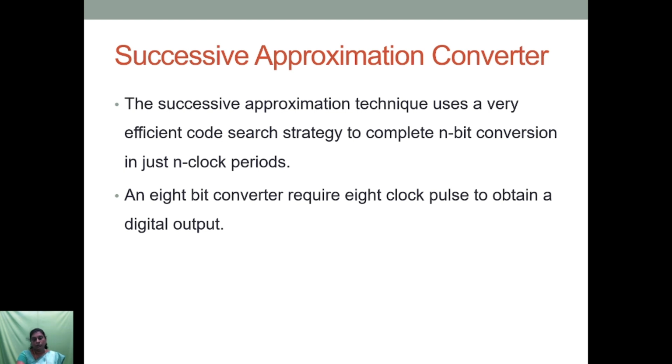Next, we are going to see the next type, that is the successive approximation type analog to digital converter. This is a very efficient conversion method, and it can do n-bit conversion in just n clock periods. For example, if you are going for an 8-bit converter, it requires 8 clock pulses to obtain a digital output.